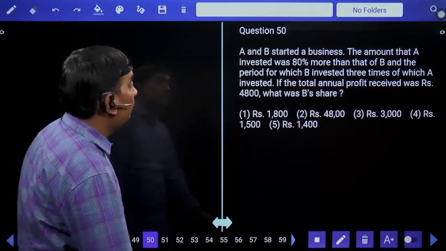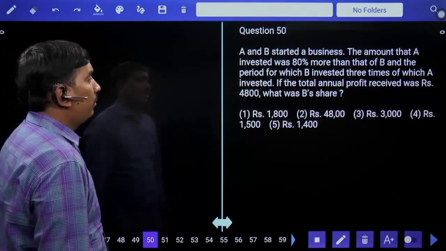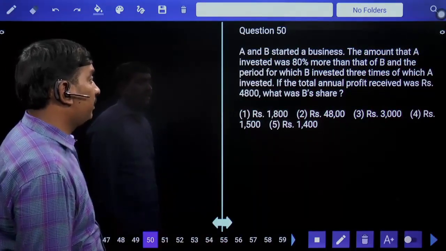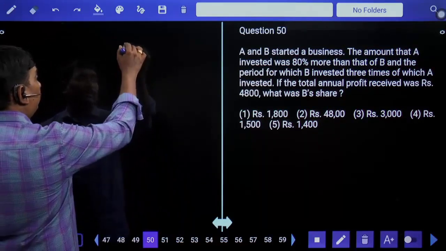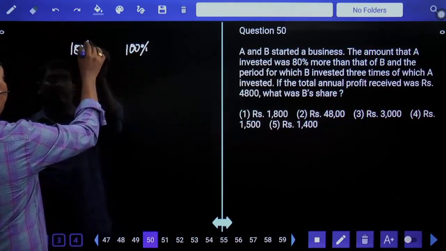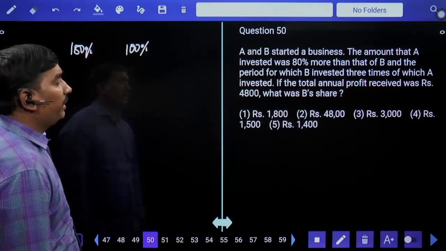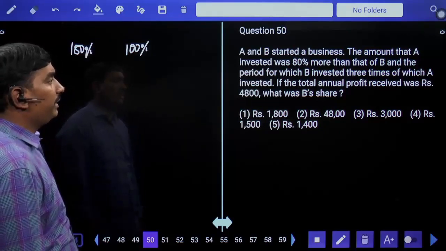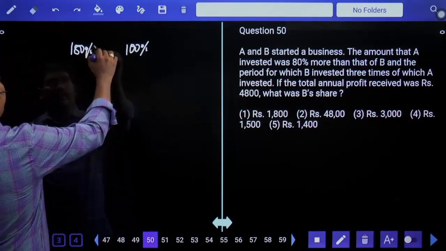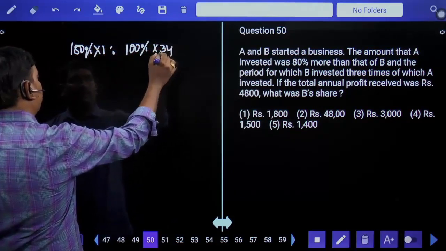Next. A and B started a business. The amount that A invested was 80% more than that B invested. Suppose if B invested 100%, A invested 180%. Why? Because 80% extra. And the period for which B invested is 3 times of which A invested. If A invested for 1 year, then B invested for 3 years.